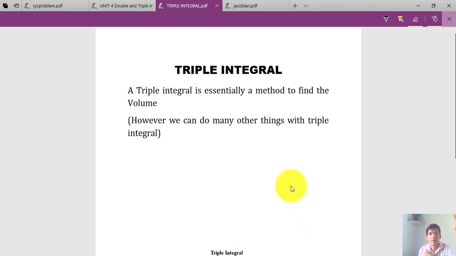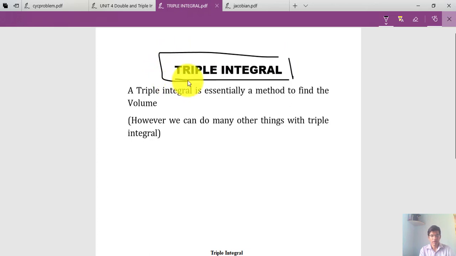Okay, hello everyone. So today we are going to start a lecture on triple integral, that is of unit 4, right? We are going to start a lecture on this particular thing. So previously we have solved problems on double integral. So what is this triple integral? Triple integral is essentially a method to find volume.